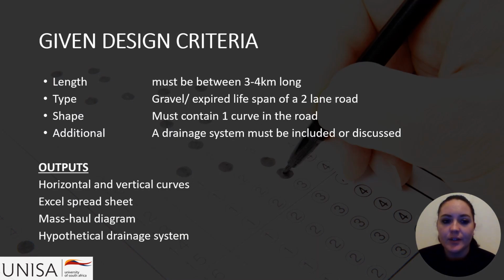The given design criteria. So the length had to be between 3 to 4 kilometers long. The type was a gravel road or a road that's exceeded its lifespan, which must be a 2-lane road, 1 lane in each direction. The shape must contain at least 1 curve in order to do horizontal and vertical alignment, and an additional hypothetical or theoretical drainage system was to be included or at least discussed. The outputs from the project would be horizontal and vertical curves, an Excel spreadsheet demonstrating this, a mass haul diagram produced from the software program, and a hypothetical drainage system.